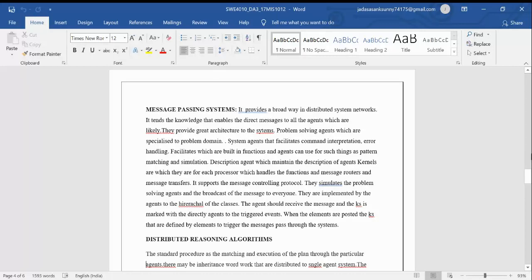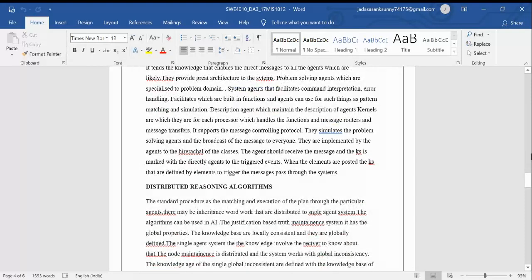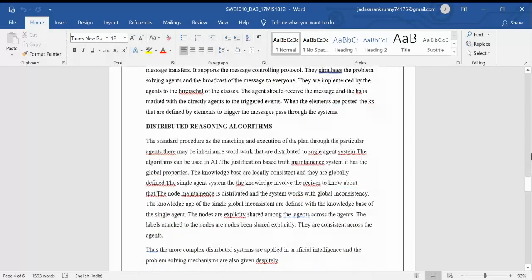They are implemented by the agents in a hierarchy of classes. The agent should receive the message, and they are marked directly with the triggered events. The triggered events can pass through the systems. And finally, there are many reasoning algorithms which are used for distributed AI.